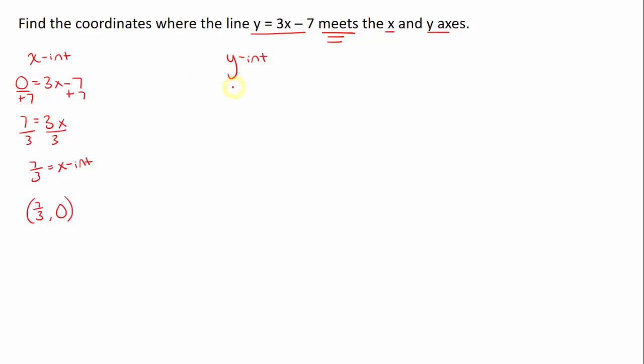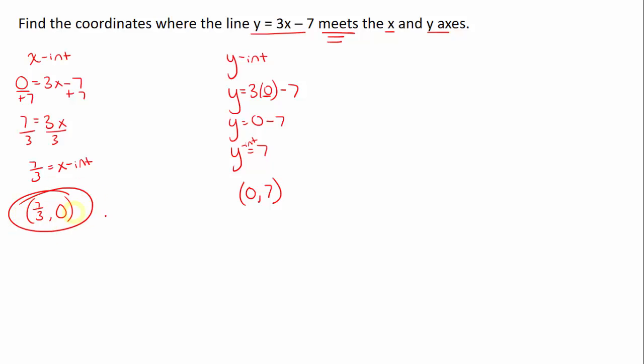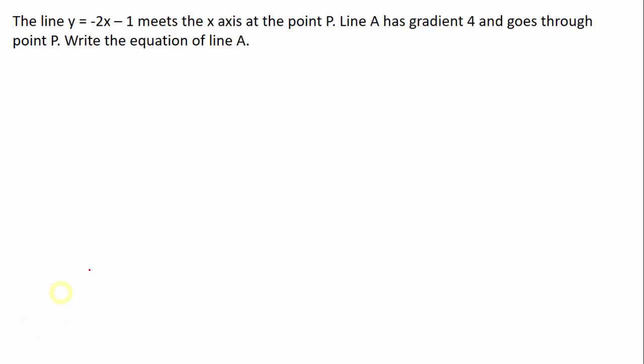Now to find the y-intercept, I'm going to take the same equation, but this time I'm going to plug 0 into x. I get y equals 3 times 0 is 0, minus 7, so this simplifies to y equals negative 7. This is my y-intercept, and so when I write the coordinate, I will put 0 into x because that's what I plugged in here for x, and when I plugged in 0 for x, I got negative 7 for y. So this is the x-intercept, and this is the y-intercept, or the locations where it meets the x and y axes.